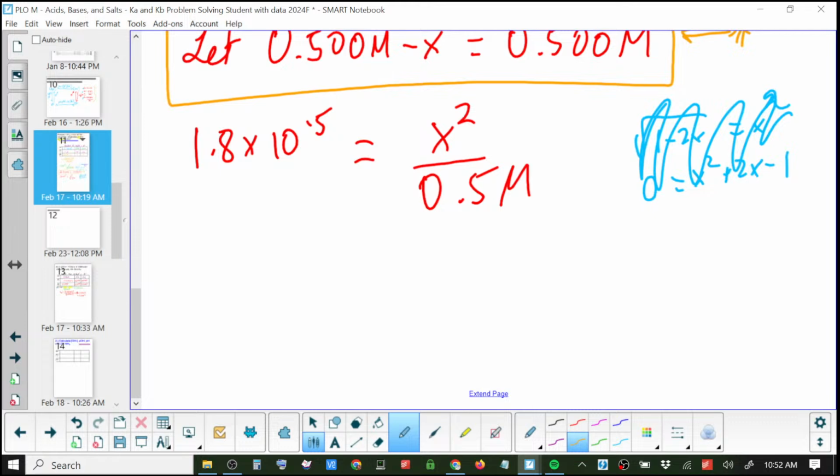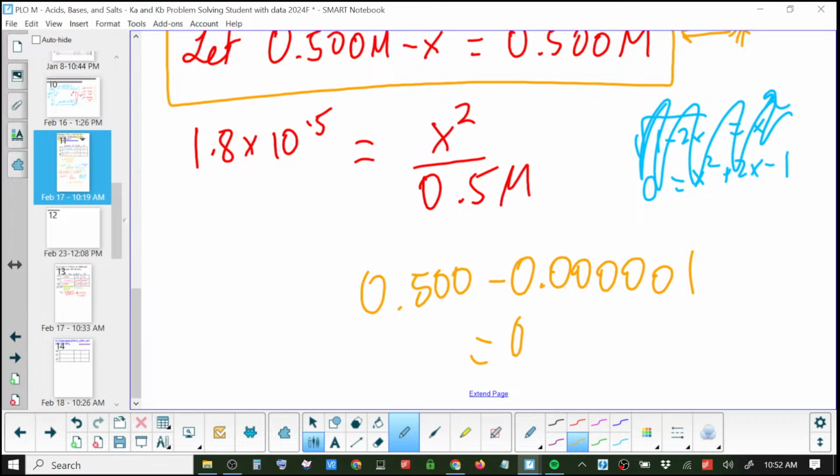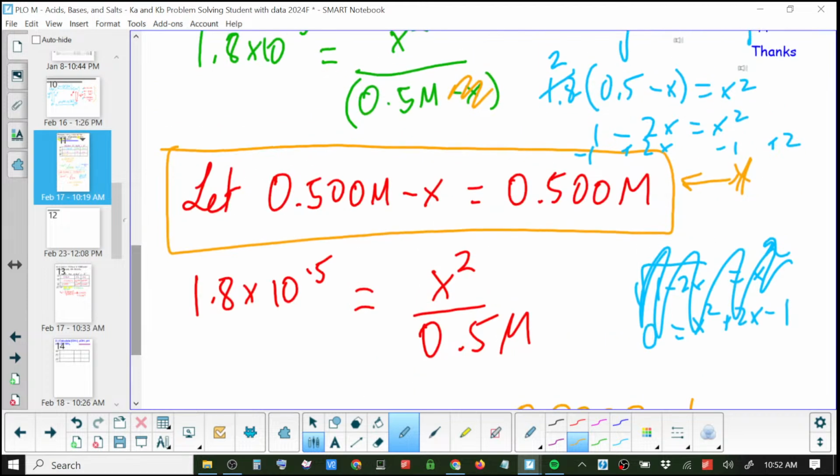The reason you can do this, what is 0.500 minus 0.000001? What does that equal to the correct number of sig figs? 0.500. No, how do you know it's 0.500 when you subtract that very small number? If we were in university, you would have a second step to make that assumption. You solve it, you get an answer, and then you compare it to that. And if it was 5% of the value or lower, that's a reasonable assumption to make, and it's fine. It's within sig figs.